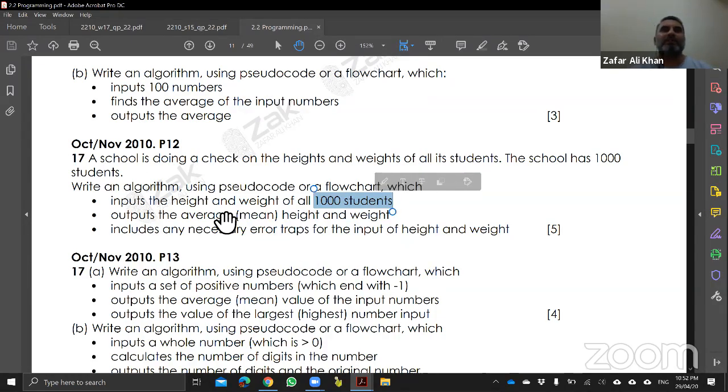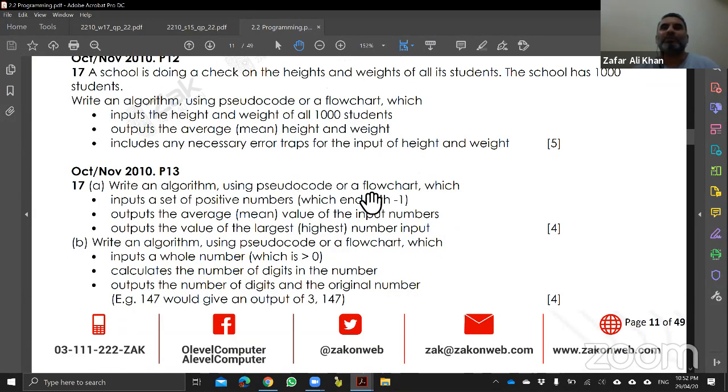This question says October November 10 P13 question 17a, write an algorithm using pseudocode flowchart which inputs a set of positive numbers. So it is not described how many, it just says a set of positive numbers which end with -1. So it means that we keep entering numbers until someone enters -1, and we don't know when that -1 will be entered. So this type of question is not at all for next.